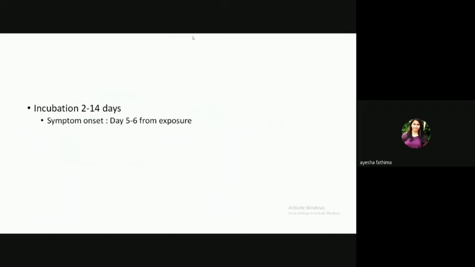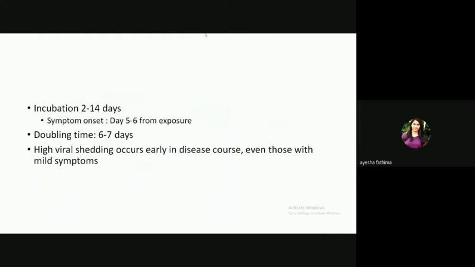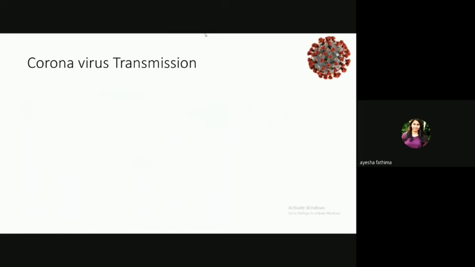The symptoms start showing from day 5 to 6 from exposure, but it can double within 6 to 7 days itself. And with the initial mild symptoms, that's when the virus actually starts to shed a lot. Shed means it starts to spread a lot in the early course of the disease itself. The next question: how does it spread? It is basically by respiratory droplets.